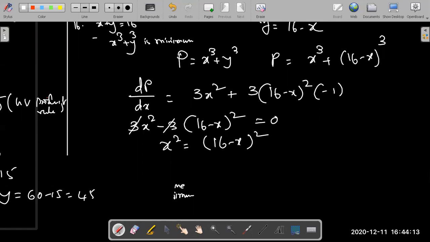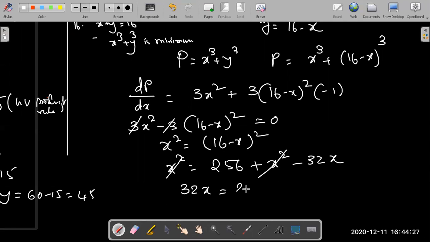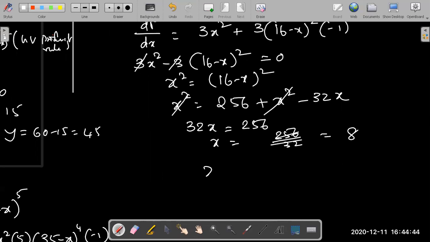So then when we open the bracket here, x squared equal to 256 plus x squared minus 32x. So x squared gets cancelled. So 32x is equal to 256. x is equal to 256 divided by 32. So x is equal to 8. So once we got x is equal to 8, y is equal to, sum is 16, therefore y is also equal to 8. That is the 16th question.